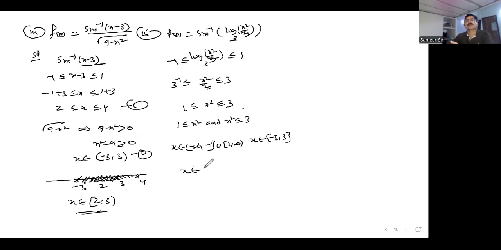Combine both, now what will be made: x belongs to -3 to -1 union 1 to 3. Okay, I have to write closed here because it is closed, so I have to write closed brackets.